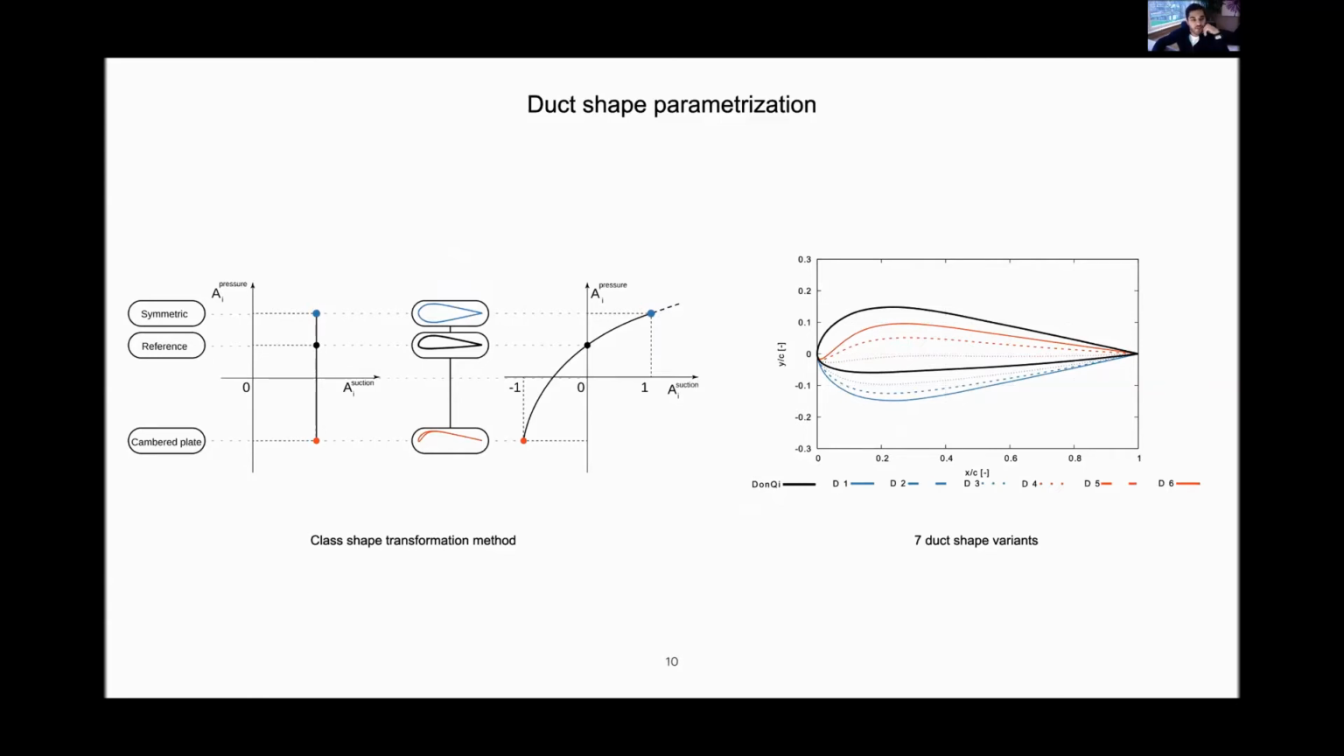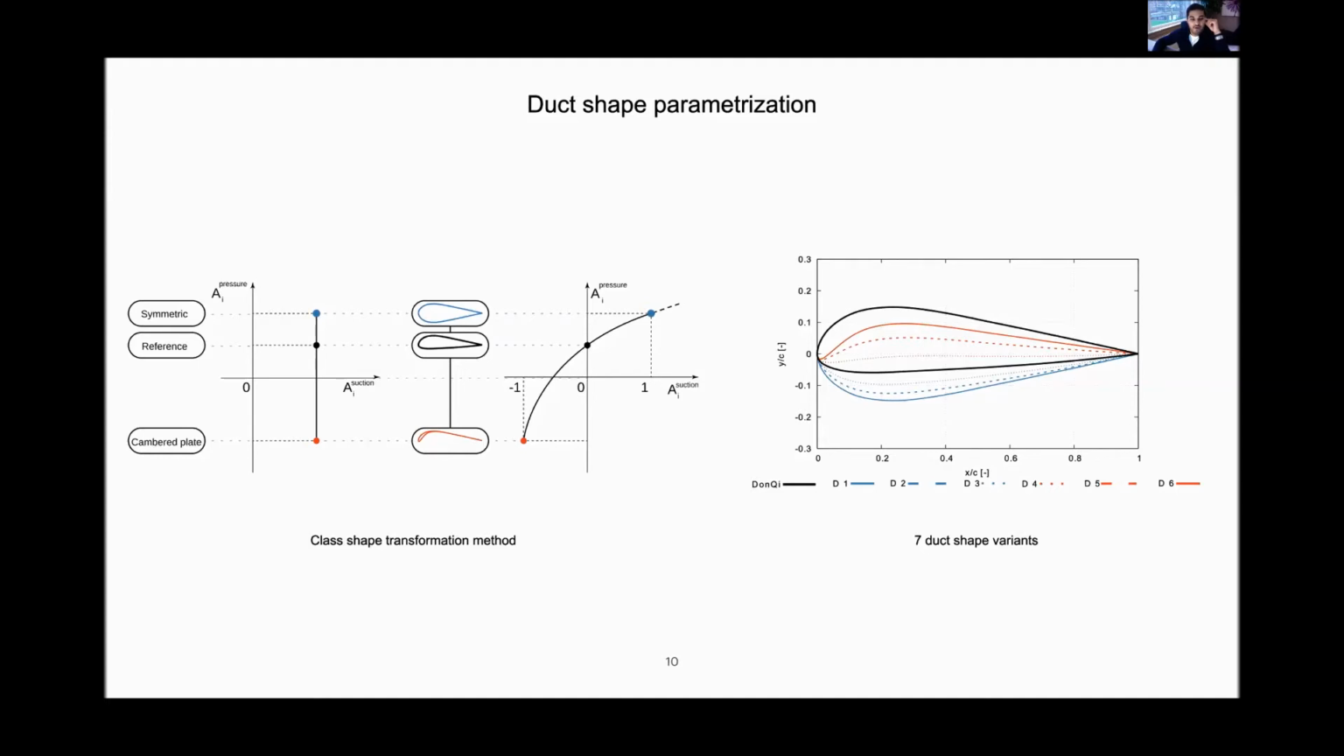So the figure on the left, what you see in black, is the reference geometry that we had from a commercial ducted wind turbine model. And what we do is we transform these using a parameterization technique to two different variants. On the top, the blue airfoil is a symmetric variant of the airfoil, and the red airfoil at the bottom is the cambered variant.